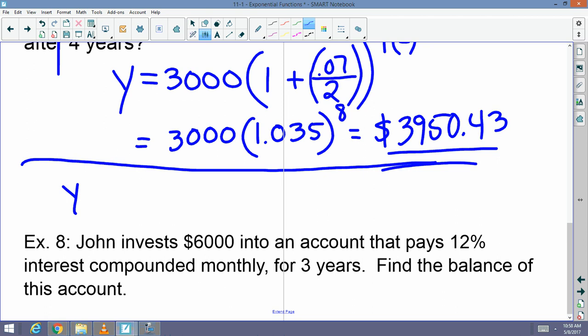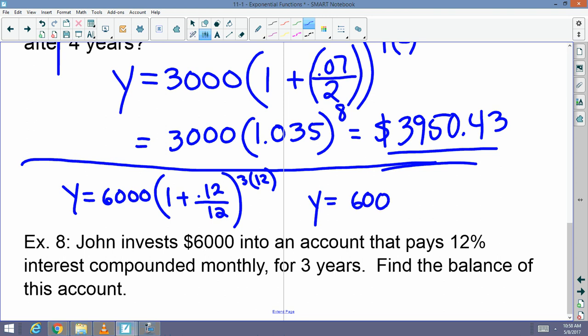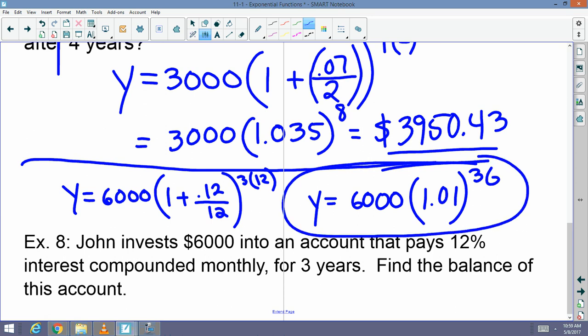y equals 6,000. Great start. Times 1 plus 0.12 over 12, because it's compounded monthly. Raised to the 3 times 12, because it's paid 12 times. So at the end of the day, this will look like y equals 6,000 times 1 plus 0.12 divided by 12. It's just 0.01, so 1.01 raised to the 36th power. You put that into the calculator and you get your answer.